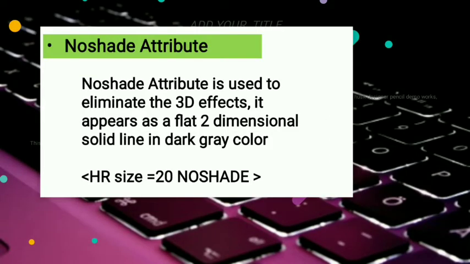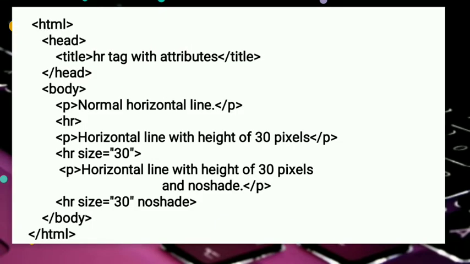Okay, next one is the noshade attribute. The noshade attribute is used to eliminate the 3D effects. It appears as a flat two-dimensional solid line in dark gray color. The syntax is HR size equal to 20, and after the size you mention noshade. Look at this coding.